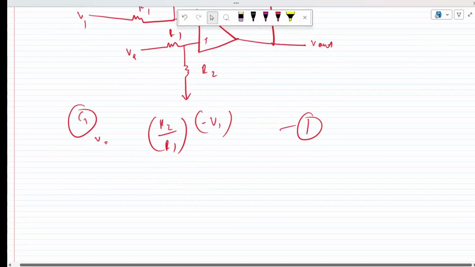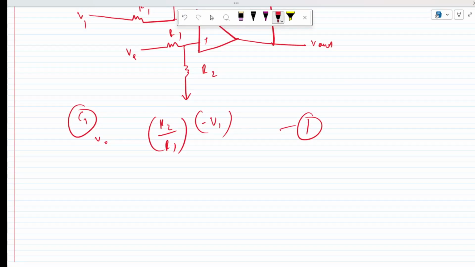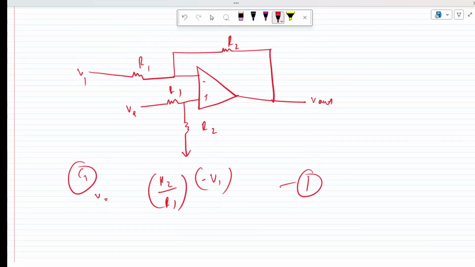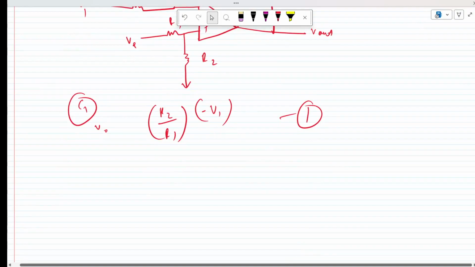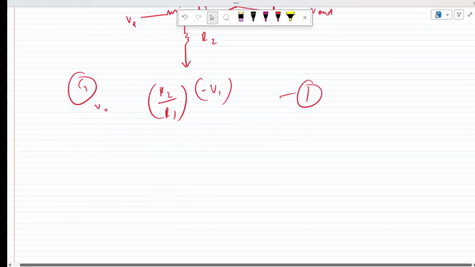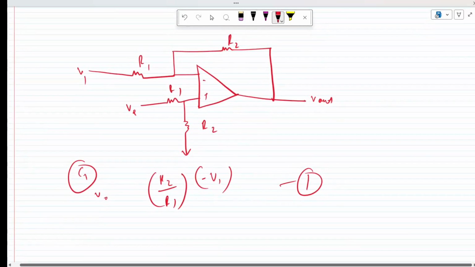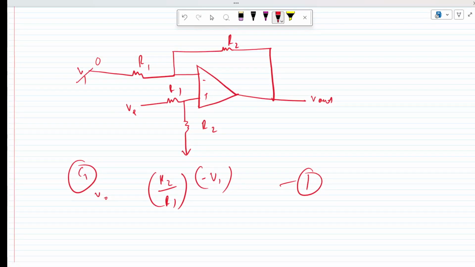Now the second is a little interesting case over here. We have V2 applied over here, and this is the circuit we have going on. We have to find the output voltage. So if we consider V1 as 0, then what should the output be? If V1 is 0, this also looks like a case of an inverting amplifier, where this voltage we have to consider.